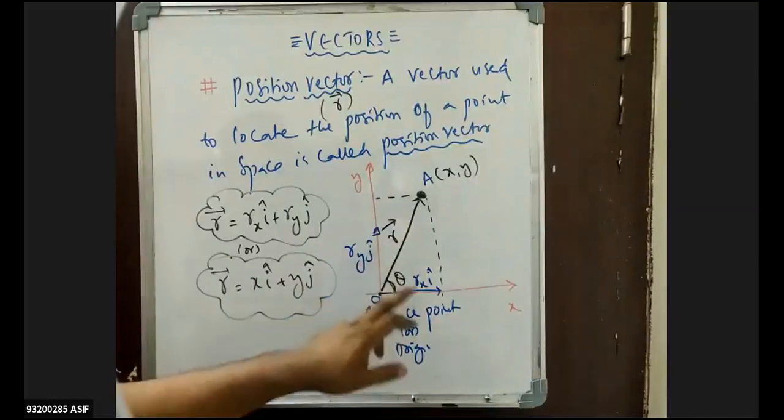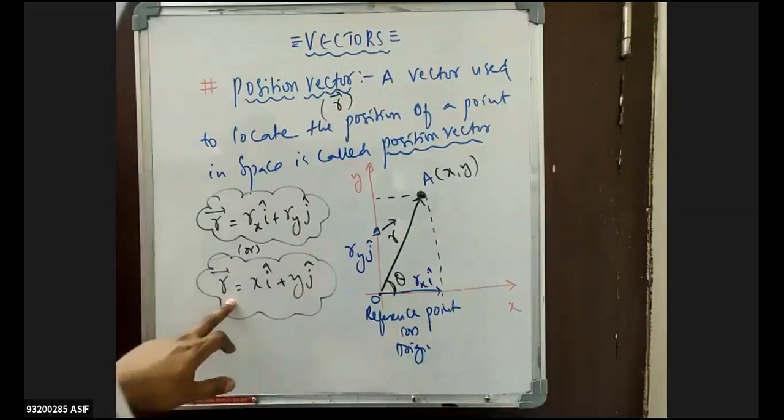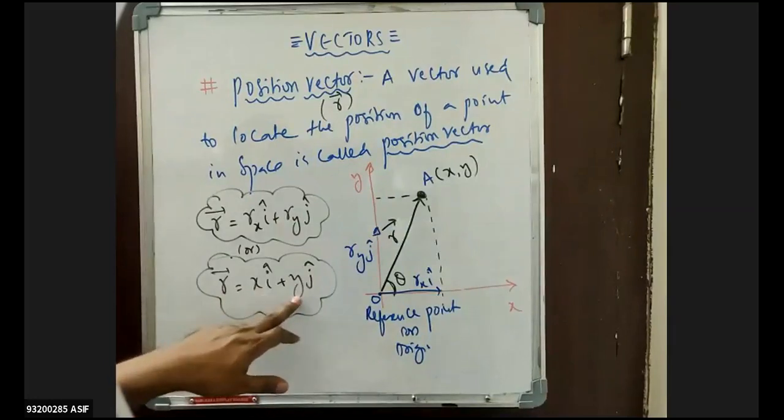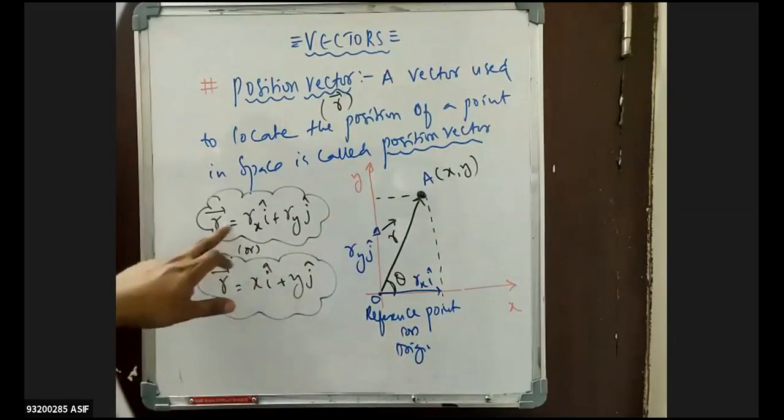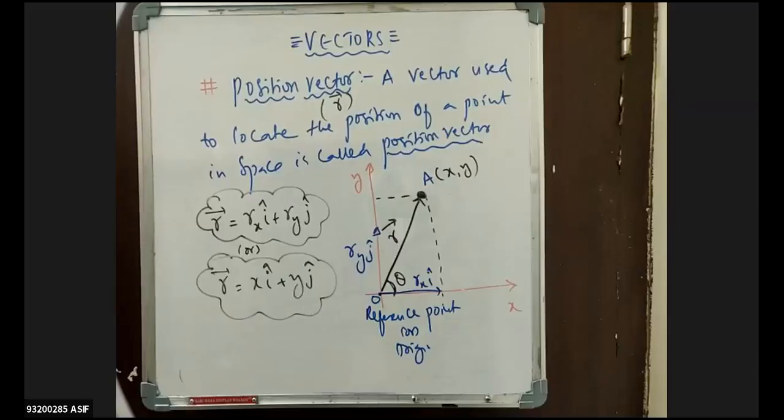So this R bar is resolved into its X component and Y component. That is the reason I'm writing R bar is equal to x i cap plus y j cap, or else you can write R bar is equal to Rx i cap plus Ry j cap. I hope you're clear with this one. Take a snapshot of this. Let us go for the next part, that is nothing but the position vector.